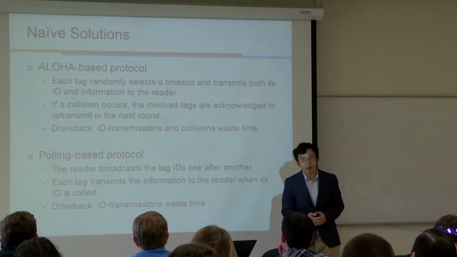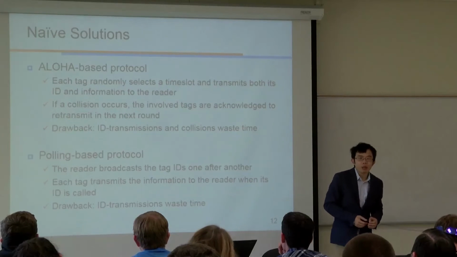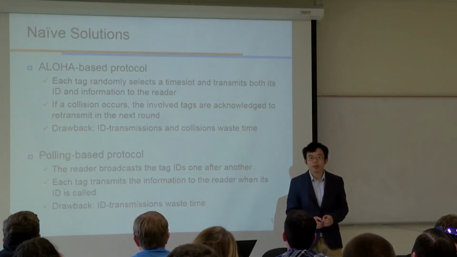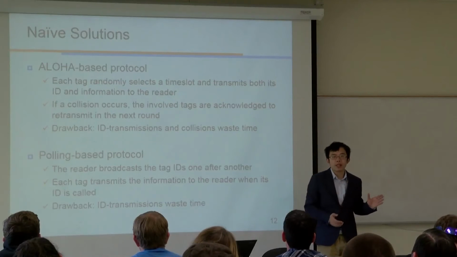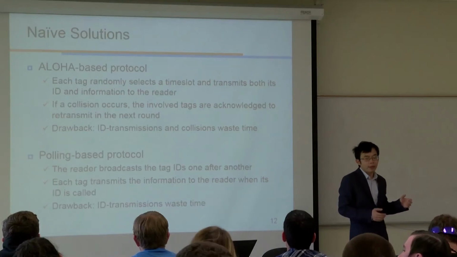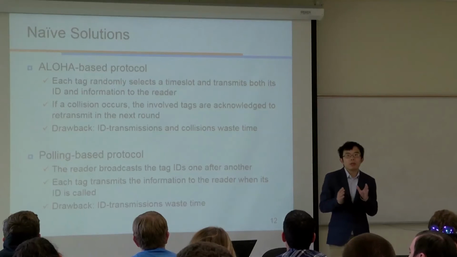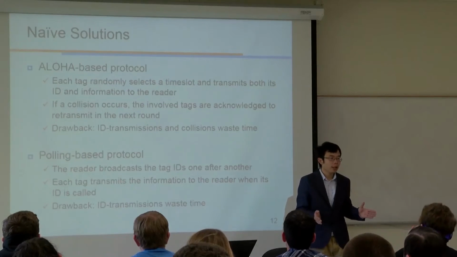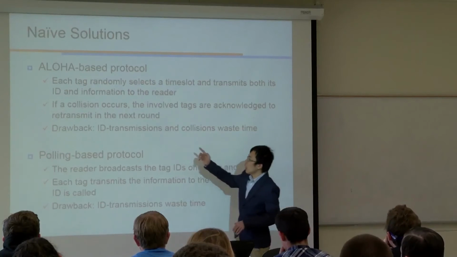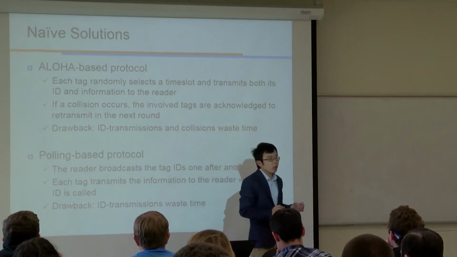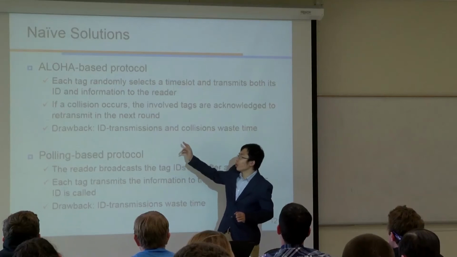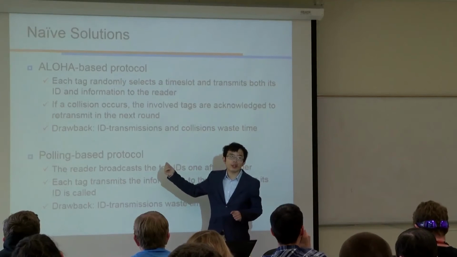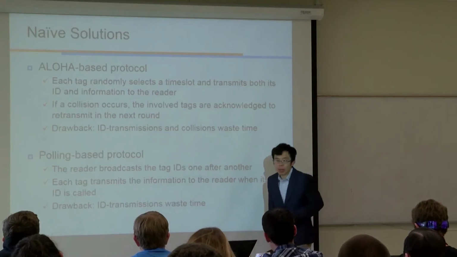Based on the current standard, the tag ID usually has 96 bits. But in most applications, the information you want to send is maybe very short. For example, like 8 bits or 16 bits, right? So compared to the ID, the information is very short. So the overhead for the ID transmission is very high in this protocol. So the efficiency is very low. Okay? This is one drawback.